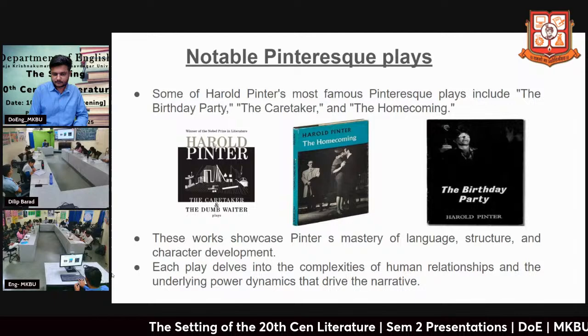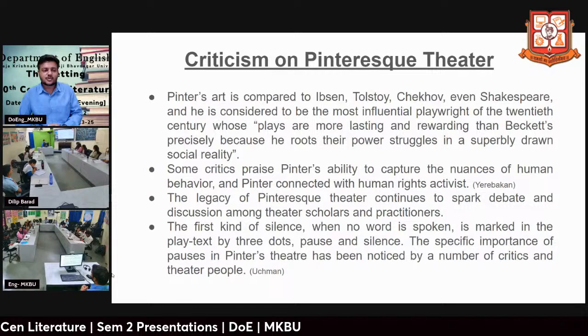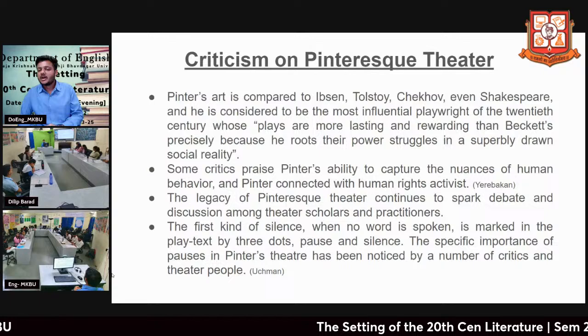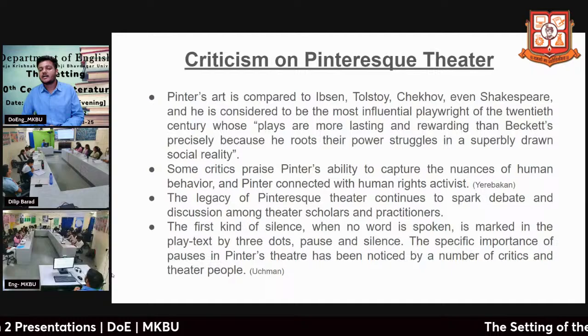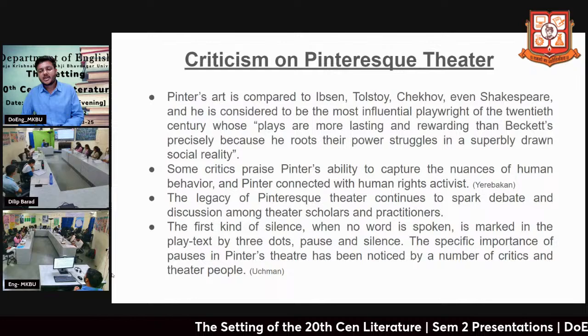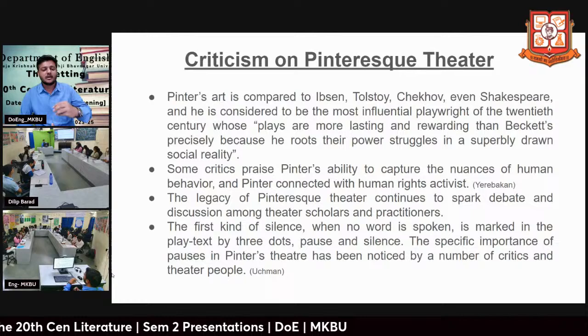Criticism of Pinter's theater: there are so many critics. Pinter's art is compared to Ibsen, Tolstoy, Chekhov, even Shakespeare, and he is considered to be a most influential playwright of the 20th century, whose plays are more lasting and rewarding than Beckett's, because he roots their power struggle in subtly drawn social reality. It mostly depends on reality and dark humor.